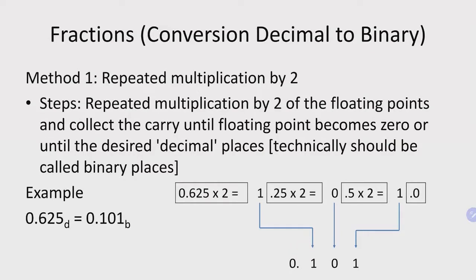So how does it work? Let's say we want to convert 0.625 into a binary fraction. We multiply it by 2. 0.625 times 2 gives you 1.25. So this is what we get if we multiply by 2, and we collect the carry. So 1 is the carry. And the remaining floating point, we multiply that by 2. So we take 0.25 times 2.